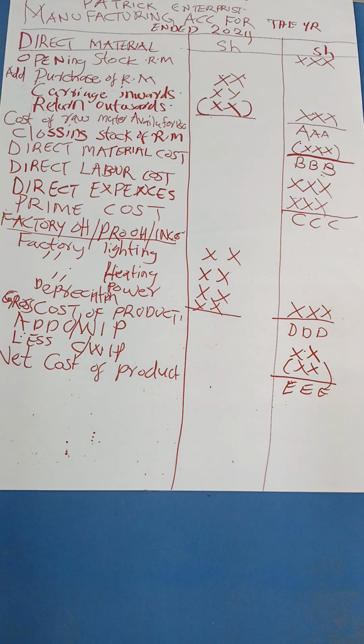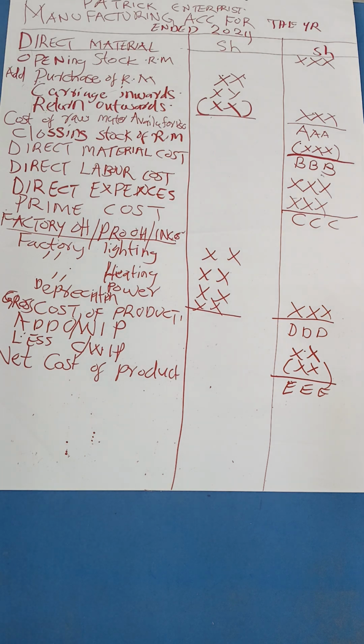But in case you have not been given the manufacturing profit, what we do is we'll have to go to the income statement, to prepare the income statement now using the net cost of production. The net cost of production figure is the one we'll move with in the income statement.